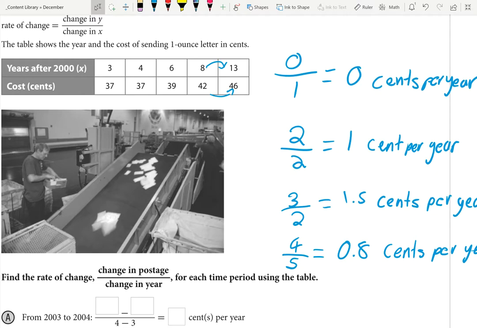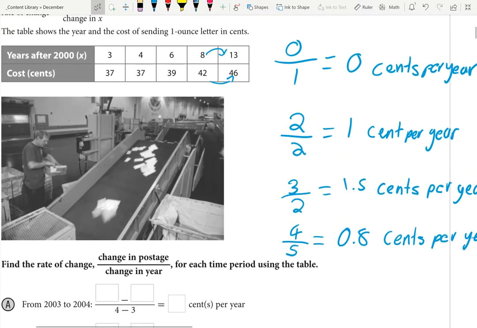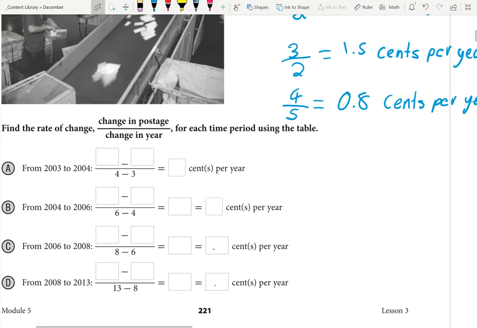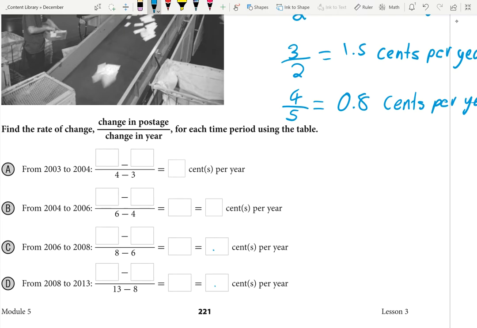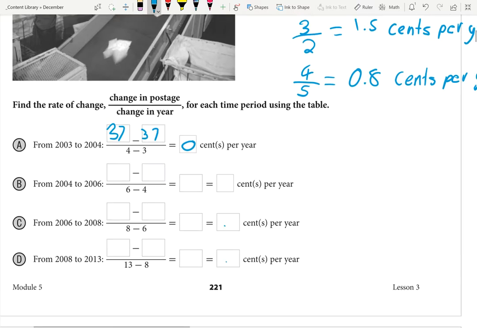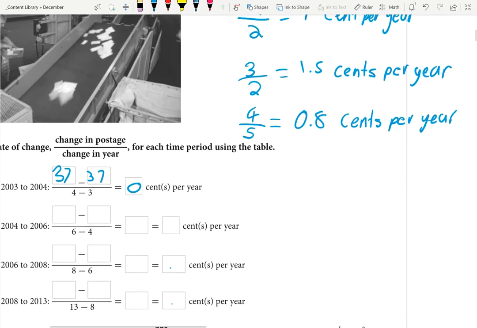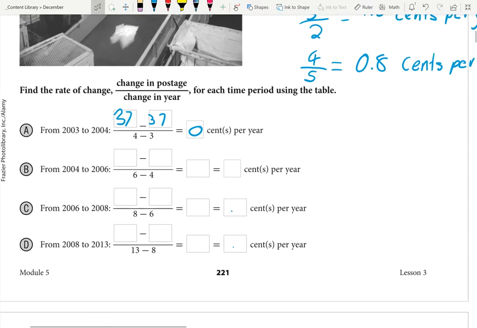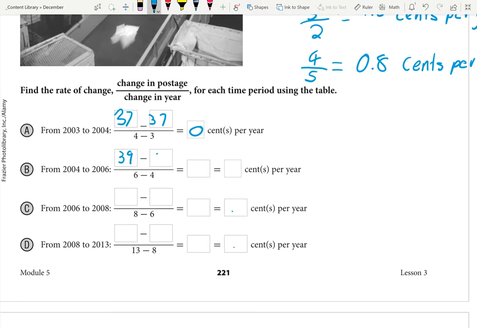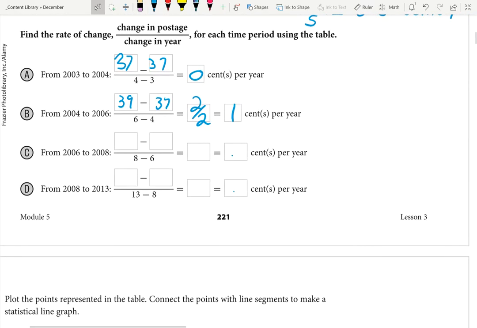We've already established all these numbers up here on the right-hand side of your screen, but we're going to fill it in here. So this was 37 minus 37, which we mentioned was 0 cents per year. We've already established that back up there. So all these are the same thing, right? Year 6 and year 4, that was 39 minus 37, which was 2 cents over the course of 2 years, which we already came to the conclusion was 1 cent per year.